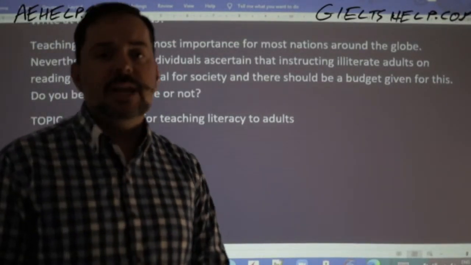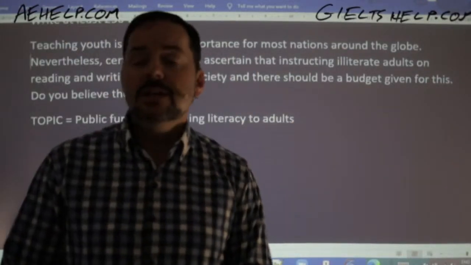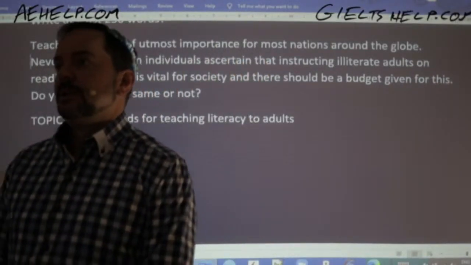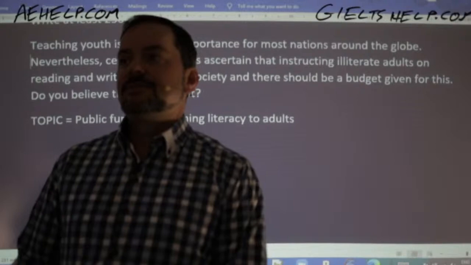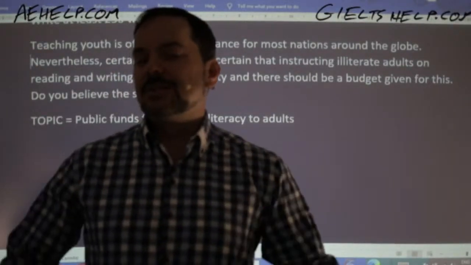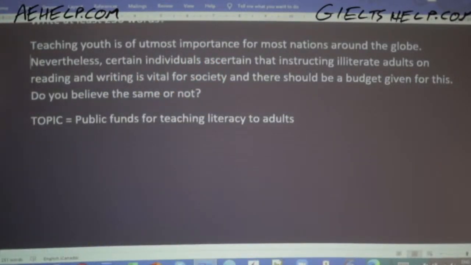Yeah, Paulo's saying the reason for this first sentence is so that we understand the importance of the question. Yeah, absolutely. Pavan says it's for the examiners to make us confused or puzzle us. It's not, Pavan. It's to give you context. Okay, it's to give you context of education. So the topic here is public funds for teaching literacy to adults.